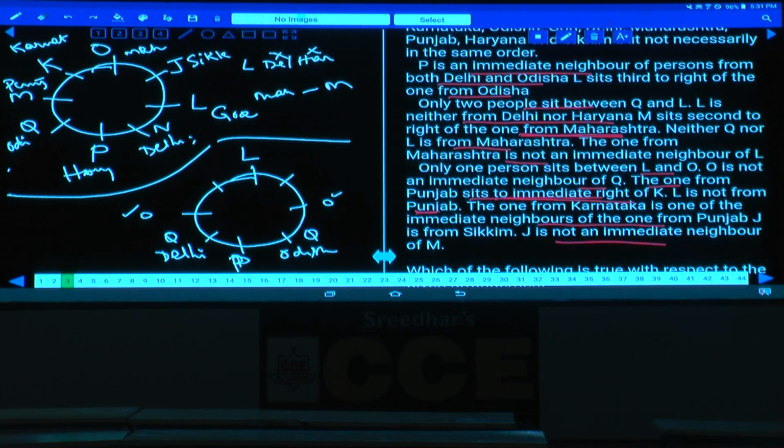Clear now? This is how these 8 persons are seated around a circular table, and each of these persons belongs to a different city, different state. Now, let's write down this arrangement. Question numbers 3 to 6.